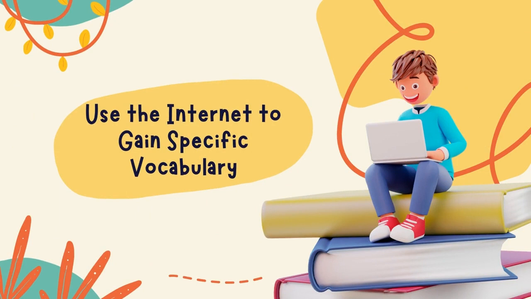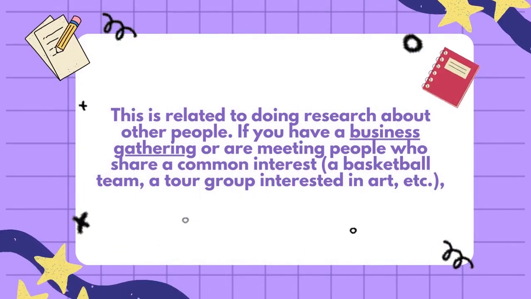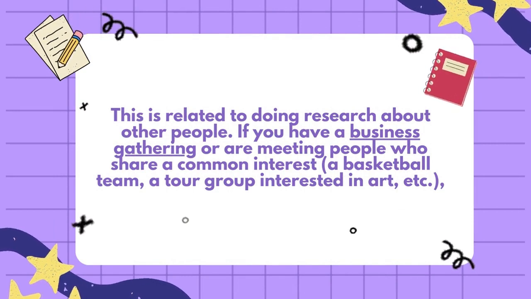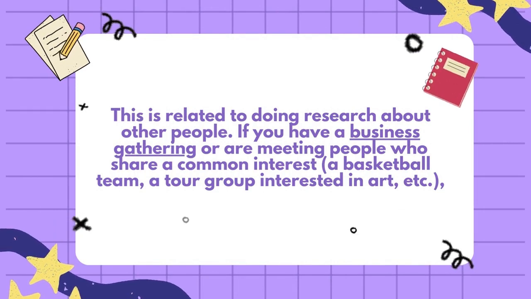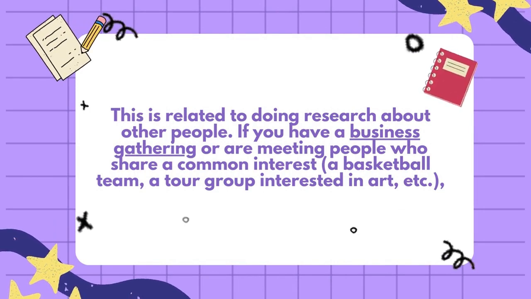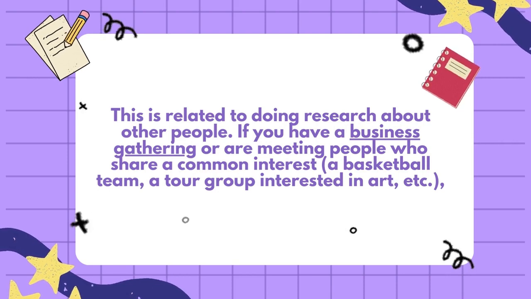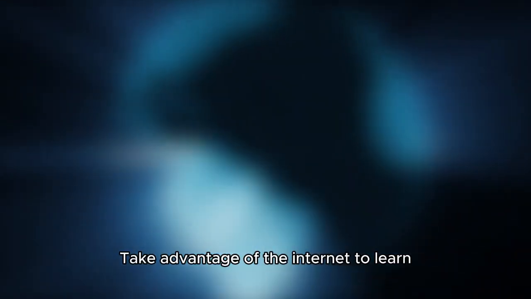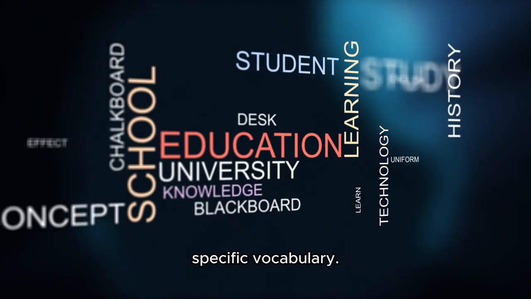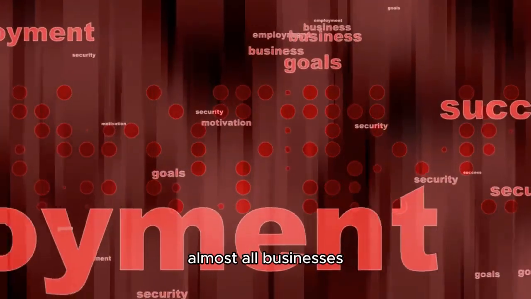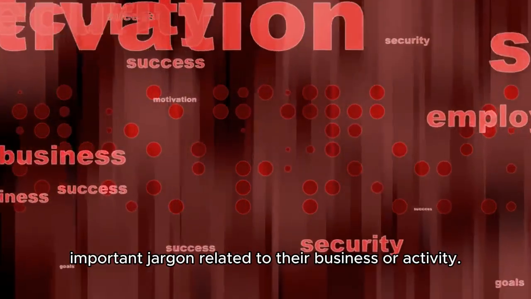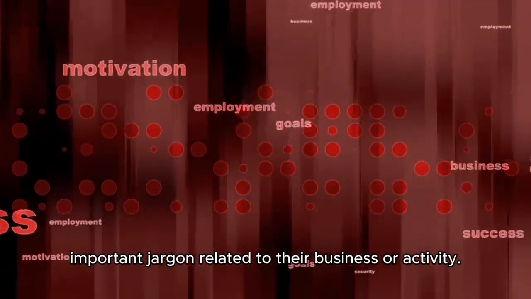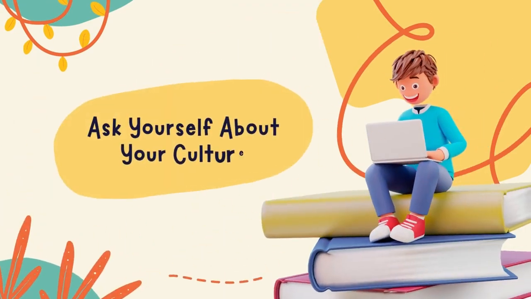Use the internet to gain specific vocabulary. This is related to doing research about other people. If you have a business gathering or are meeting people who share a common interest, a basketball team, a tour group interested in art, etc., take advantage of the internet to learn specific vocabulary. Almost all businesses and interest groups have glossaries on the internet explaining the most important jargon related to their business or activity.